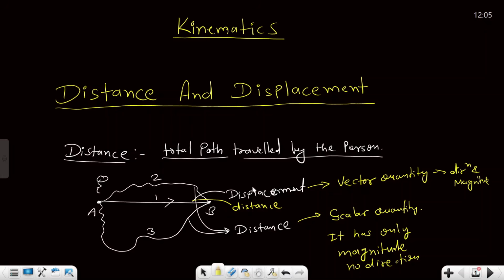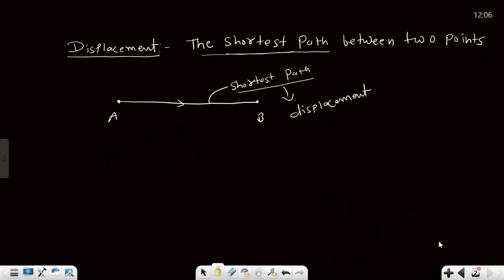So the point is, the difference between distance and displacement is only about the direction. We can also say that the total path traveled by the person is distance. If he chooses path A to B, then the distance will be path 1. If he chooses path 2, then the distance will be of path 2, and if he chooses path 3, then the distance will be path 3. But in all these three paths, the displacement will be only path 1.